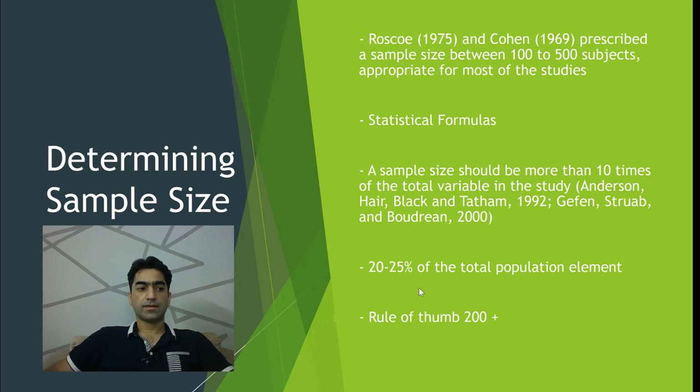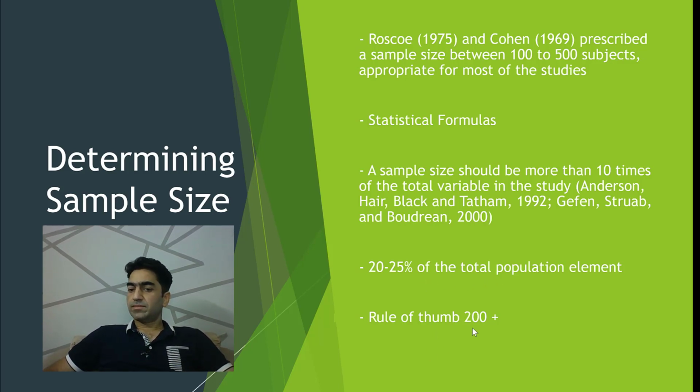The fourth one is 20 to 25% of the total population elements. That is, I would say, the common way to determine the sample size, and what you can observe in the previous slides, our sample size was 20 to 25%, and more likely it was 25% of the total count or the total population. So 900, right? So you can see it was 225, which is quite amicable to believe a good sample size.